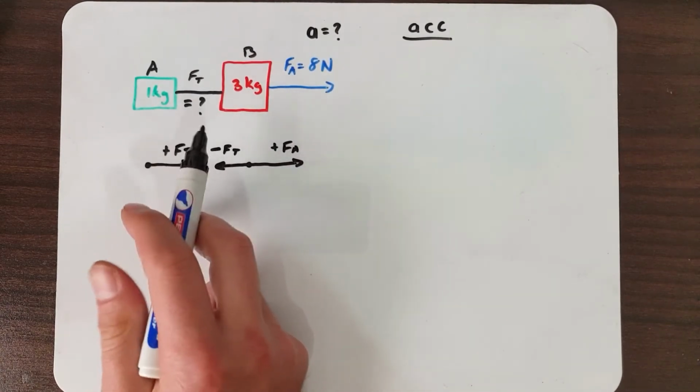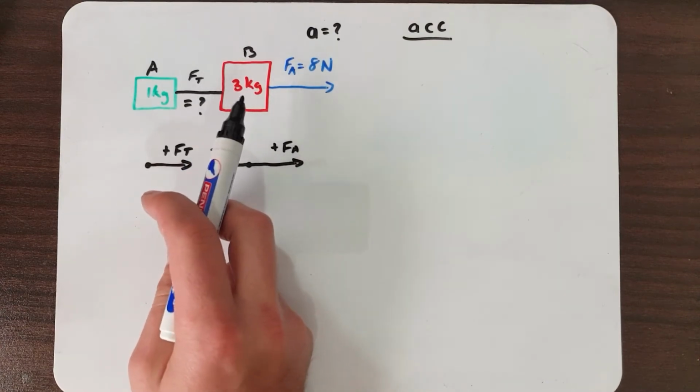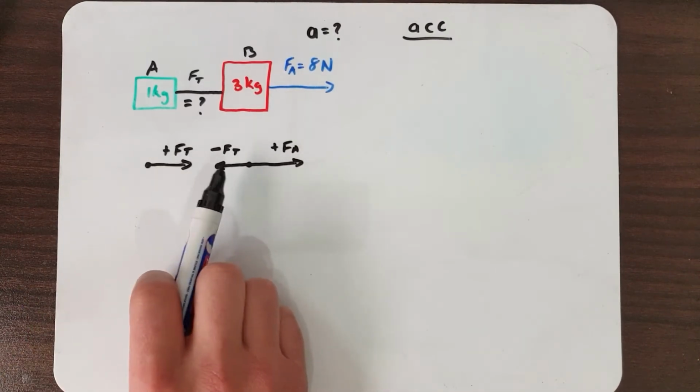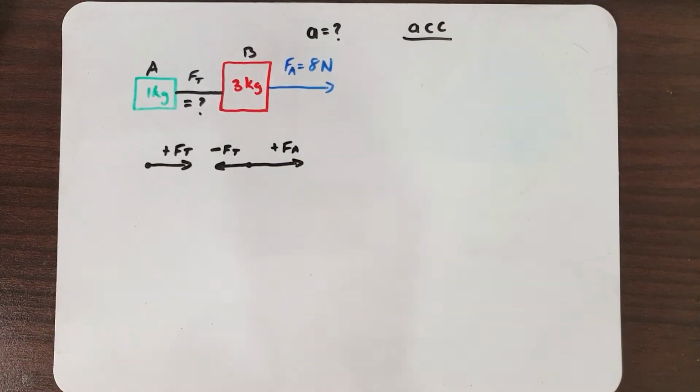Now, because of Newton 3, stating that if object A exerts a force on object B, B will exert an equal and opposite force on object A, that tells us that these two tension forces are going to be equal, or it is technically the same force.